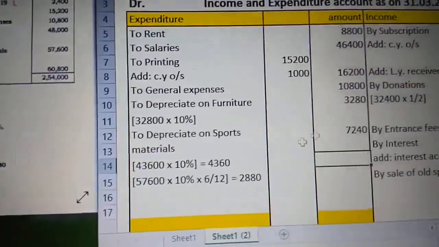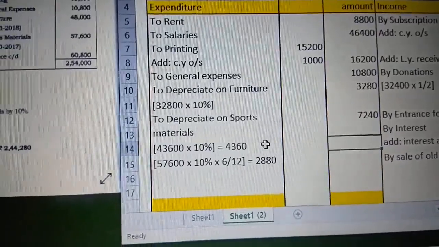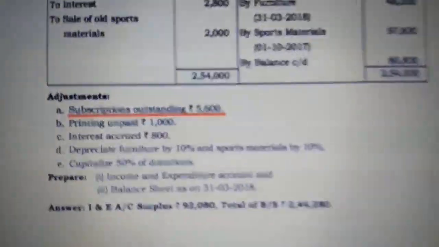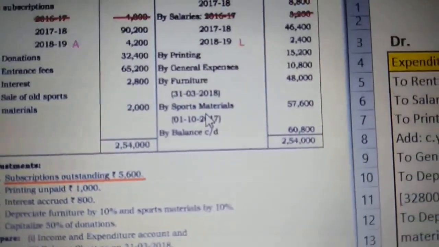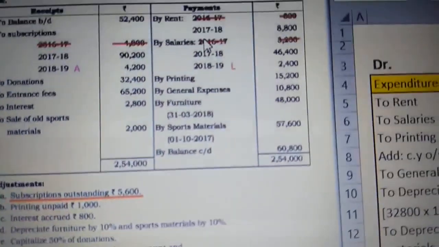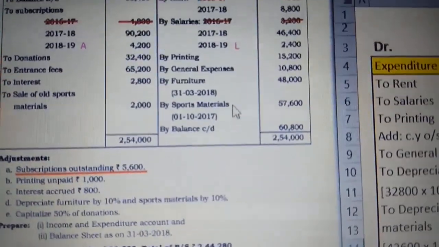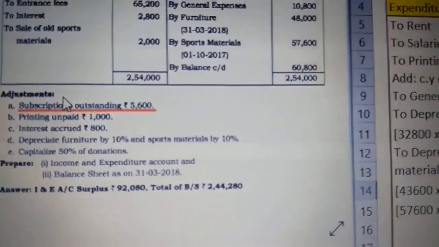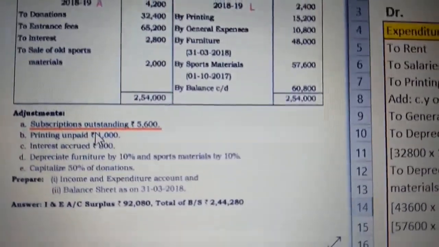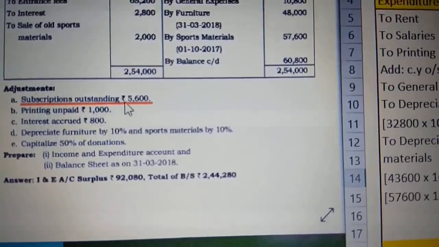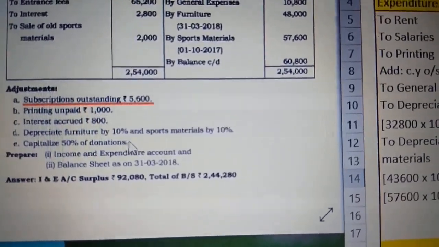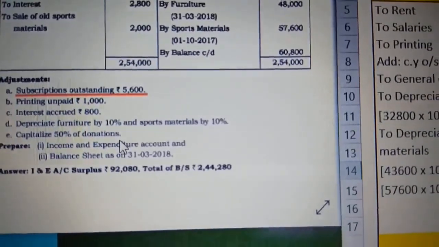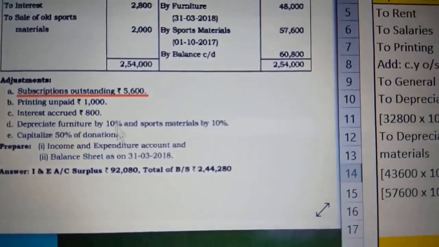7,240 is what? The depreciation on sports material. So this is the last step in case of depreciation for the assets. Now, apart from these two, there is nothing else. Just observe and have a glance towards your adjustments after completing the payment side. So under adjustment, subscription we have taken, printing unpaid taken, interest taken, depreciate furniture, sports material is taken, capitalized donation 50%. So 50% will be income we have taken. So all the adjustment is over.